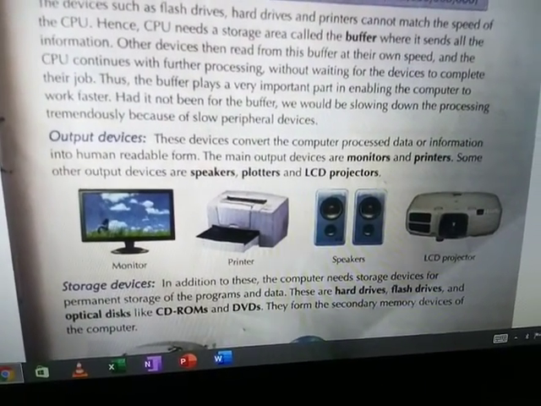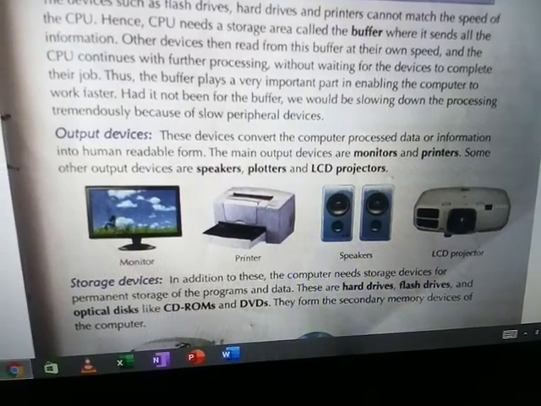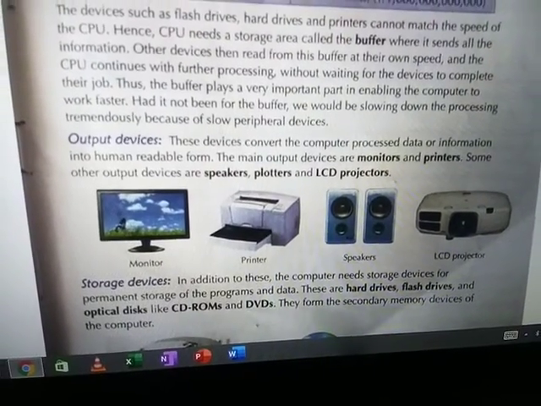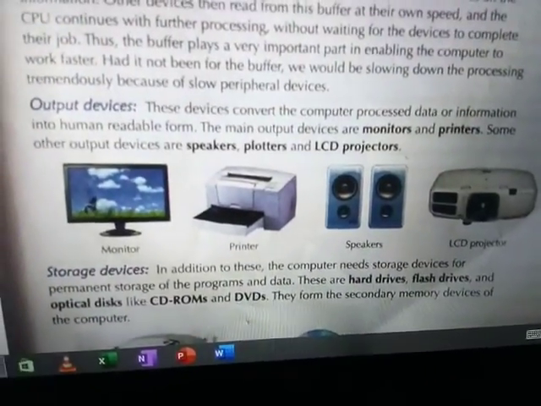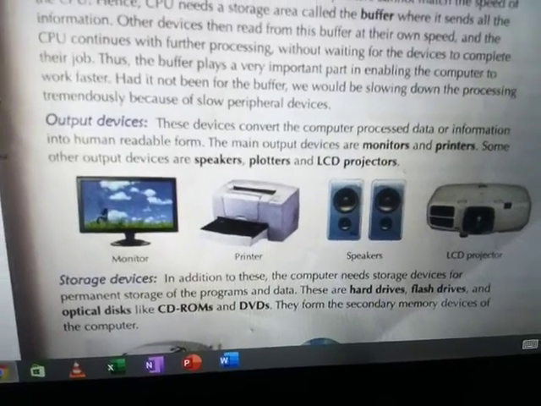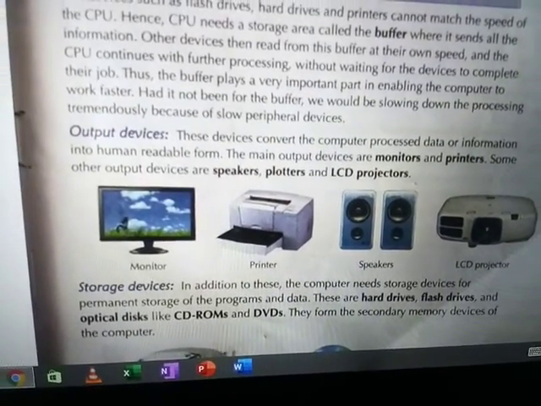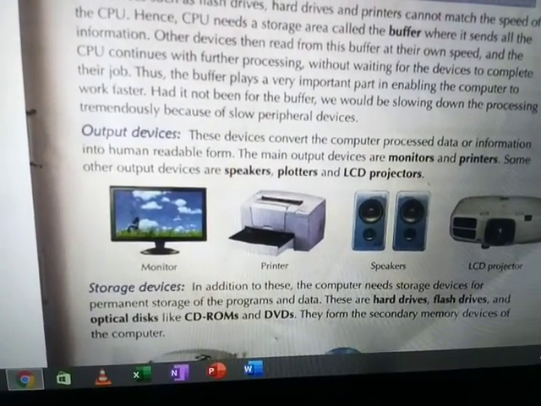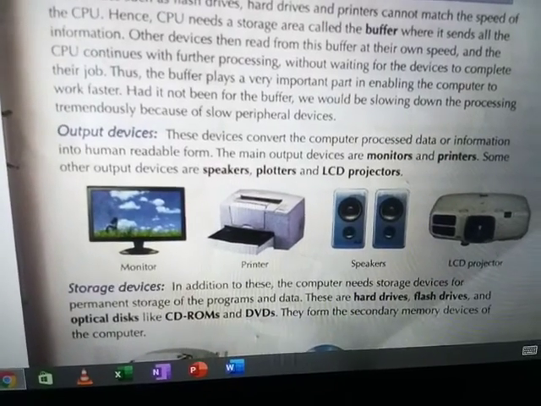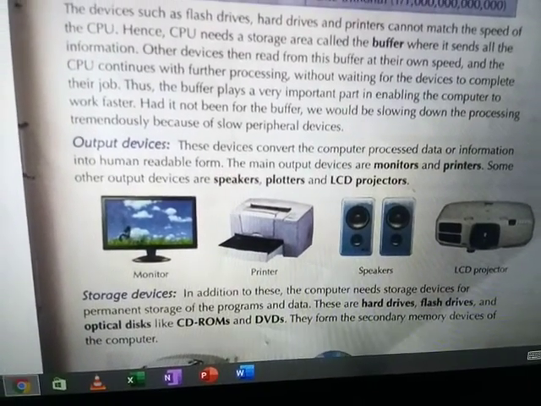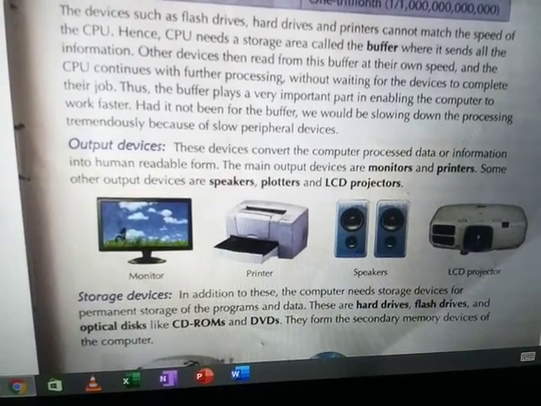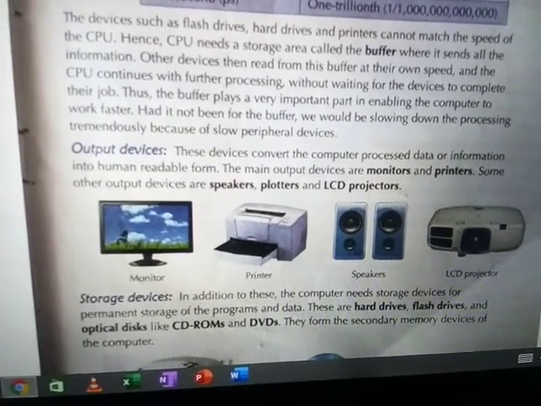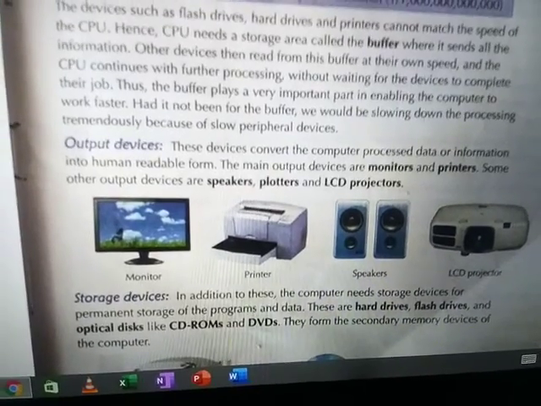Output devices convert the computer processed data or information into human readable form. That is what I told at the start. The output device receives the processed information and displays it on the monitor in a form we can understand. You are giving input using the keyboard. For example, the computer wants to perform addition. You are giving 2 plus 2.